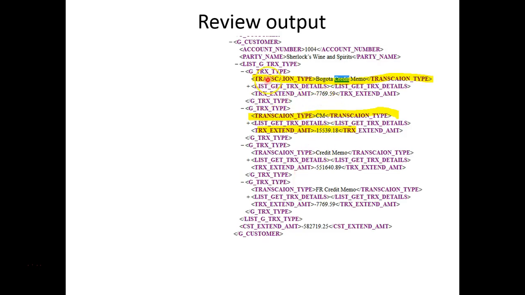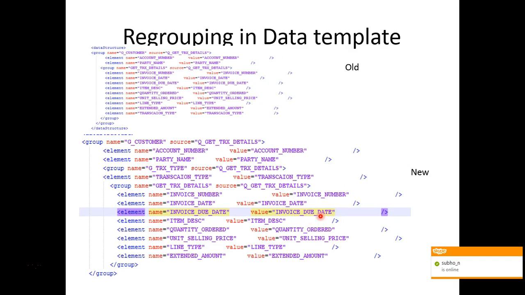If you notice, you can see for this transaction type there is an extended amount. For this transaction type there is an extended amount. For this customer you have an extended amount. So for this customer, for each transaction, there's a separate total. So in this template, we have looked at how we regroup the data.